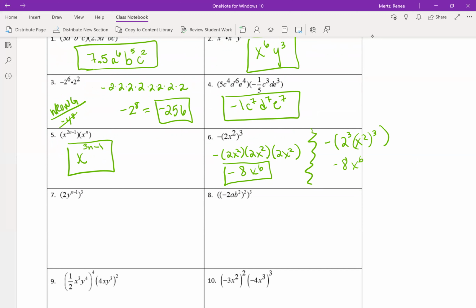So for 7, you're either going to distribute the power to every term, or you're going to write it 3 times. So we get 8y, n plus n is 3n. Negative 1, negative 1, negative 1 is minus 3.